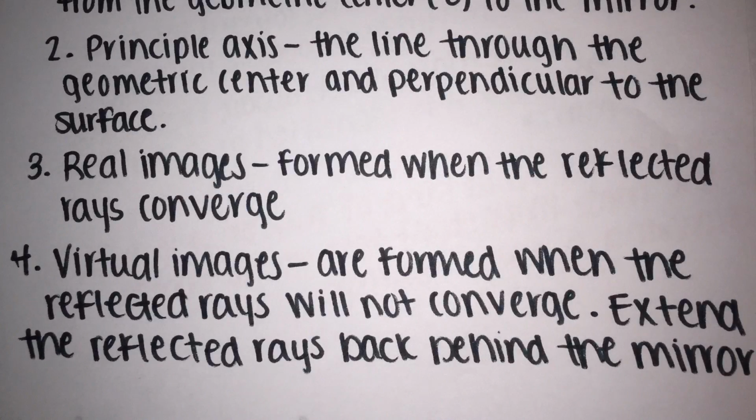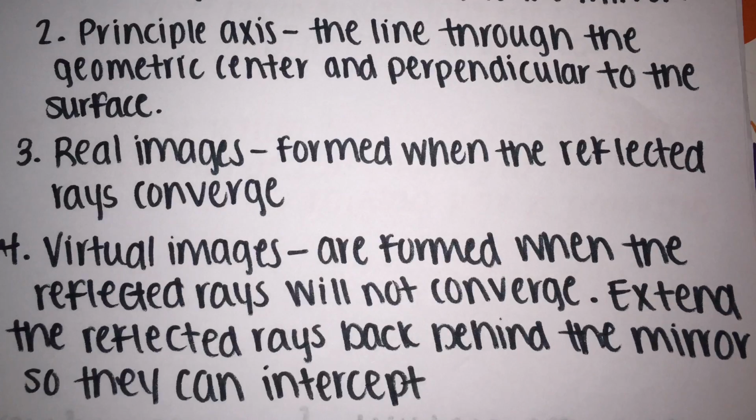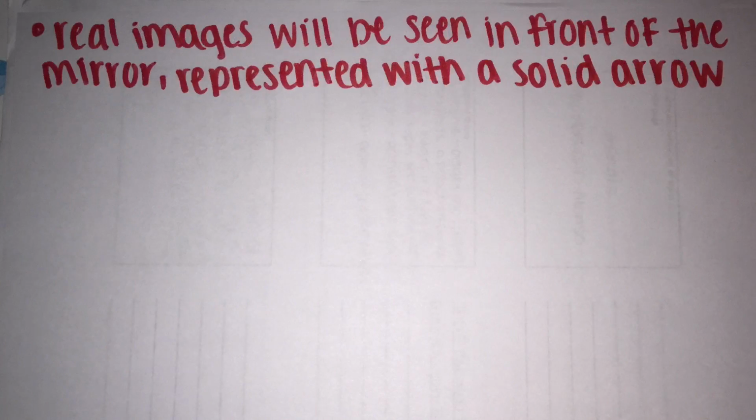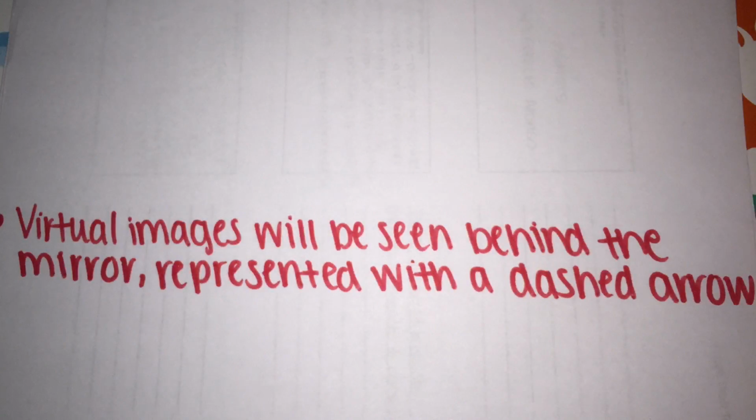3. Real images are formed when the reflected rays converge. 4. Virtual images are formed when the reflected rays will not converge. Extend the reflected rays behind the mirror so they can intersect. Real images will be seen in front of the mirror, represented with a solid arrow. Virtual images will be seen behind the mirror, represented with a dashed arrow.